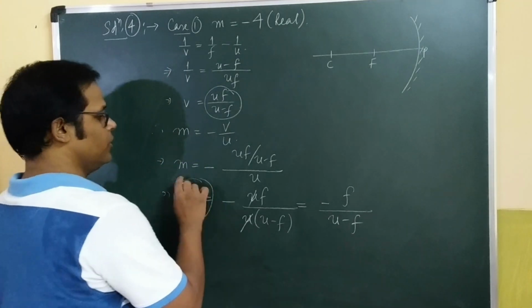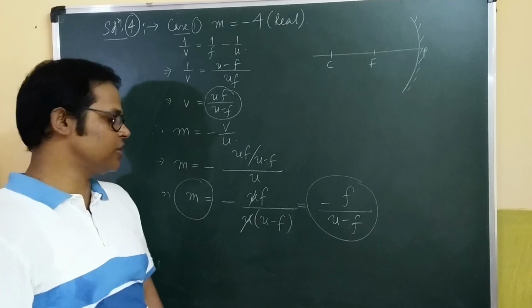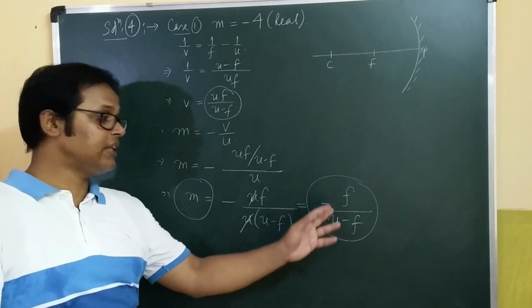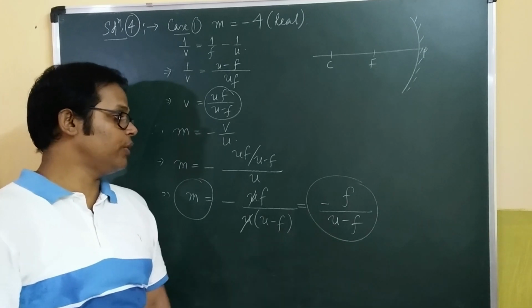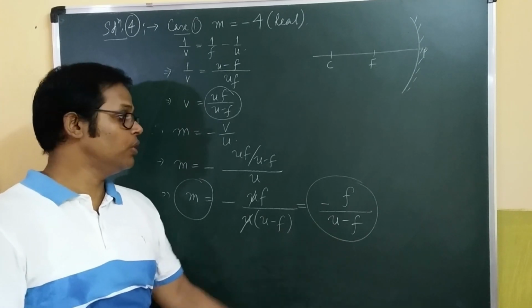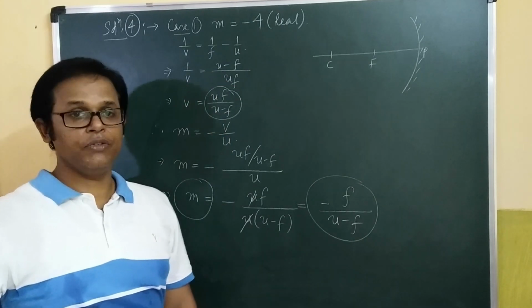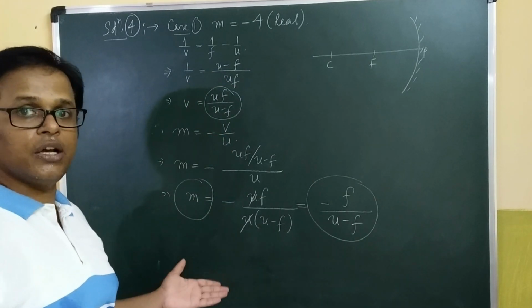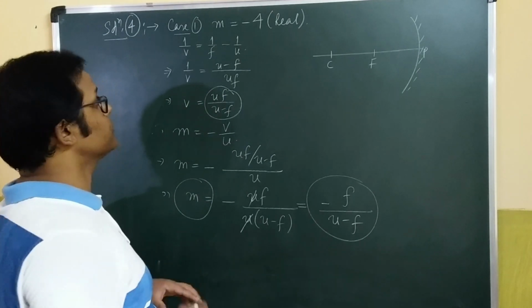For those who are very new to this, this is also another formula for magnification in terms of focal length and object distance. So definitely this is going to help us in finding the focal length of this mirror. You can pause here and note down this derivation, which is going to be extremely helpful in various kinds of problems.